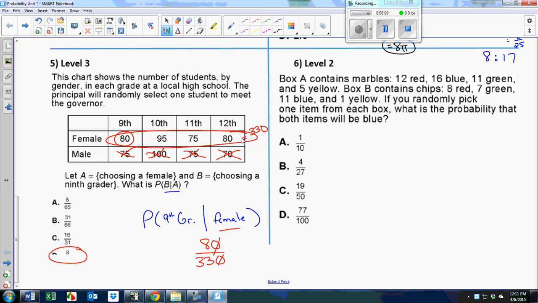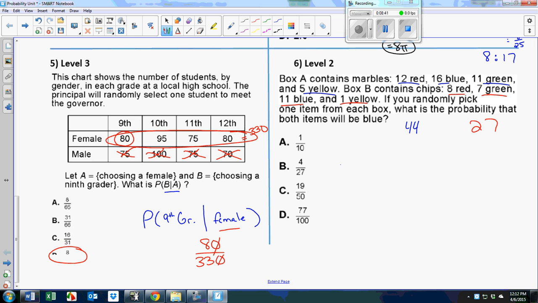Box A contains marbles: 12 red, 16 blue, 5 yellow, 11 green. So that's a total of 44 marbles. Box B contains 8 red, 7 green, 11 blue, 1 yellow. That's a total of 15 plus 12, 27 in box B. If you randomly select one item from each box, what's the probability that both are blue?